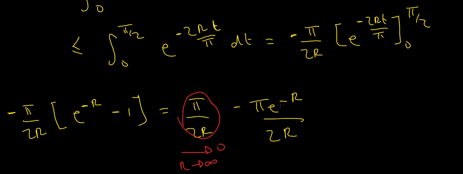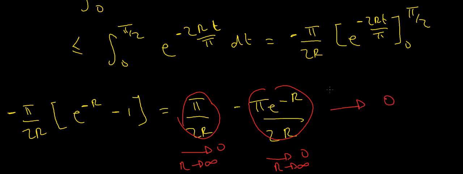And what about this one? Well, in this case, e to the minus r goes to 0 as r goes to infinity because the exponential function e to the minus x decays for larger x. And 2r is also going to go to infinity as r goes to infinity. So in the denominator, I've got something going to infinity. In the numerator, I've got something going to 0. So this whole thing goes to 0 as r goes to infinity.